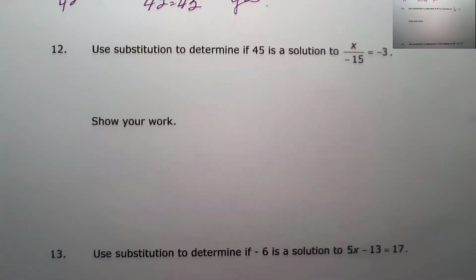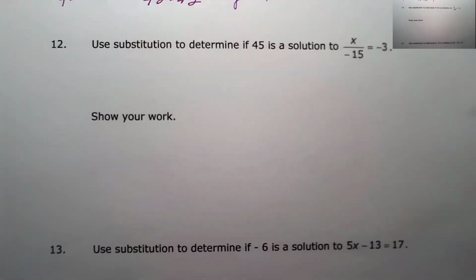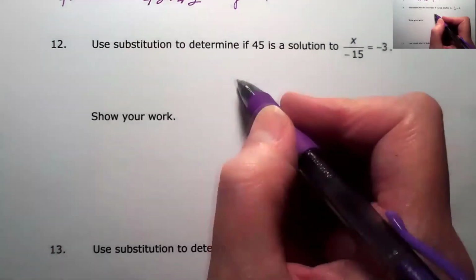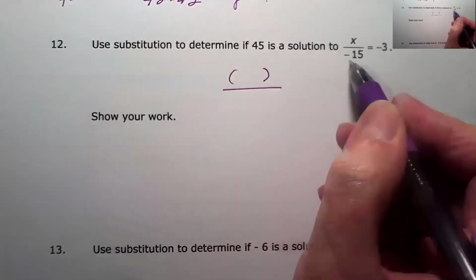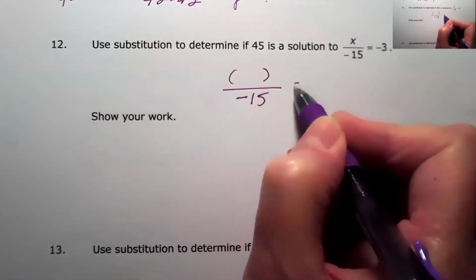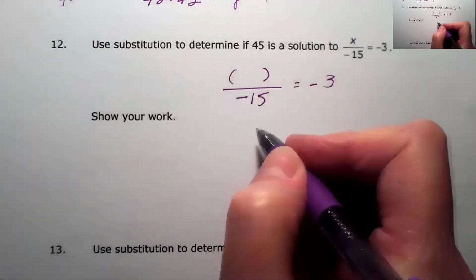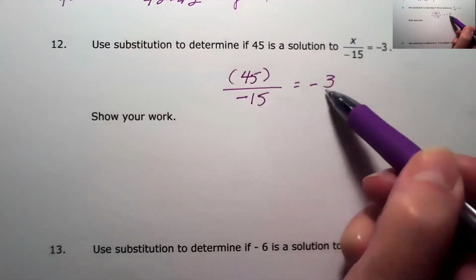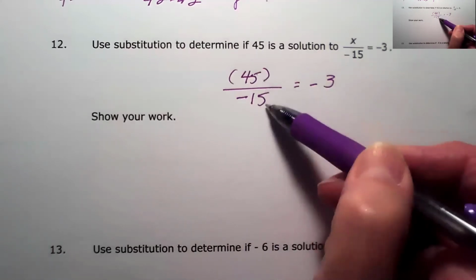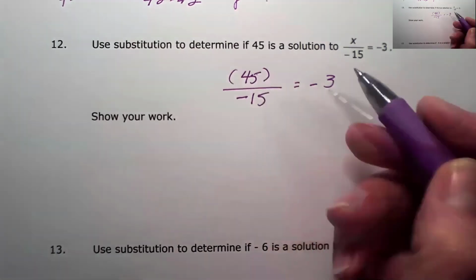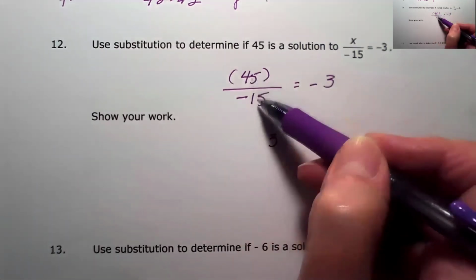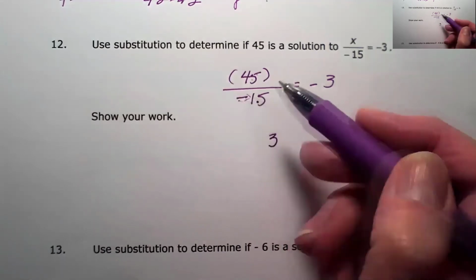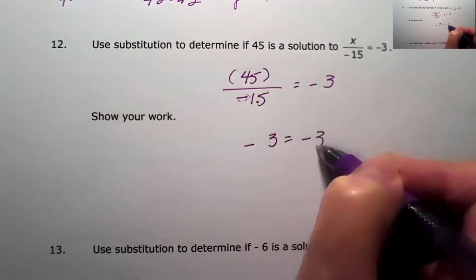Let's try another one. Use substitution to determine if 45 is a solution to x over negative 15 equals negative 3. So I'm going to put that's the x divided by negative 15 equals negative 3. So does, if I put 45 in there, does 45 divided by negative 15 equal negative 3? 45 divided by 15 is 3. A positive divided by a negative, that's a division problem with just one negative sign, so it's an odd number of negative signs, so it's a negative answer. So yes.